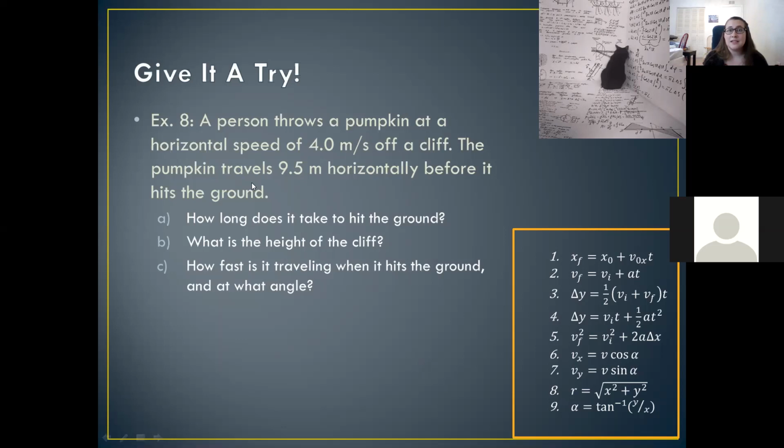Whichever is convenient. Think through which would be most convenient in this scenario. So let's start going through this together. Excuse me, if you're still working, keep working on it, but we're gonna go through together and see how you guys did.